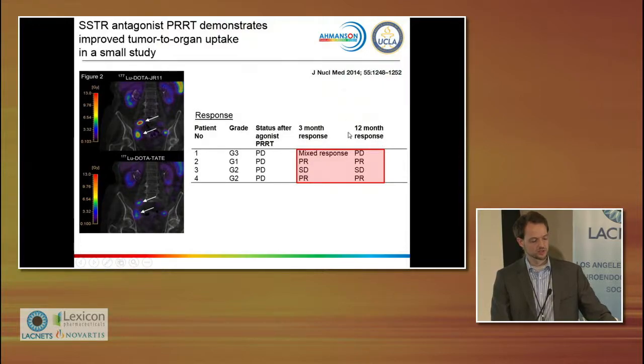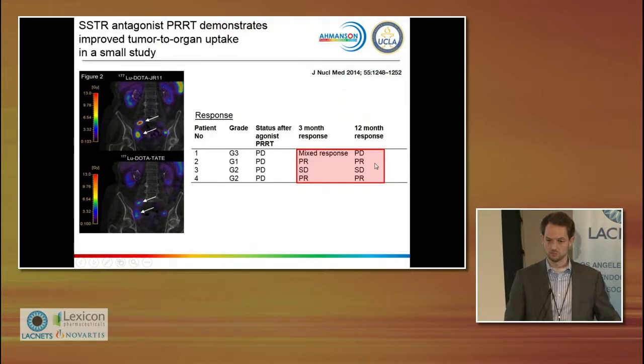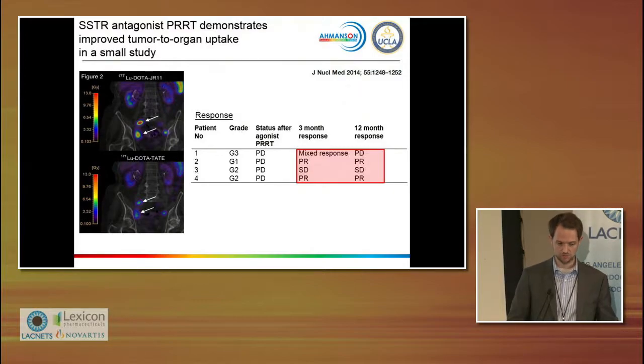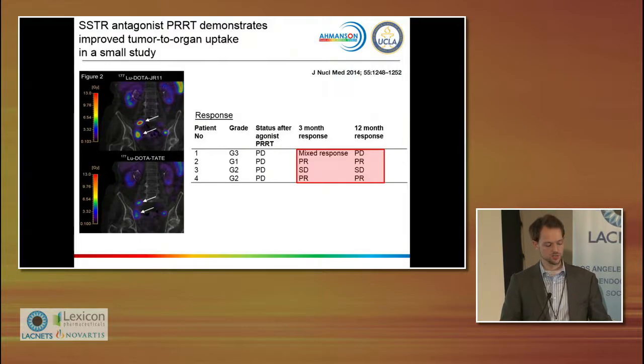After 12 months, the response was still a partial response in 2 patients, so again, the tumor size was smaller than at baseline of therapy. 1 patient had progressive disease, so the tumor size was picking up and was getting higher by more than 20%, and the 1 patient still had stable disease. So again, a fairly small group of patients, but this shows that antagonist treatment can be effective in patients that were progressive to prior PRRT.